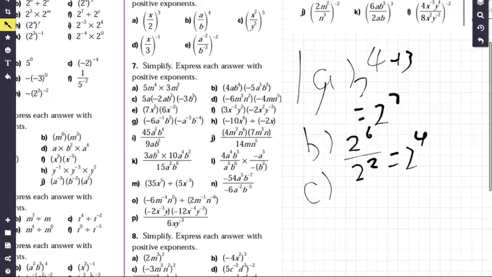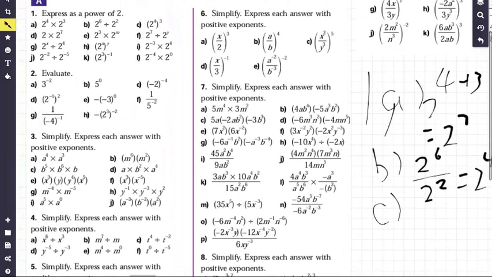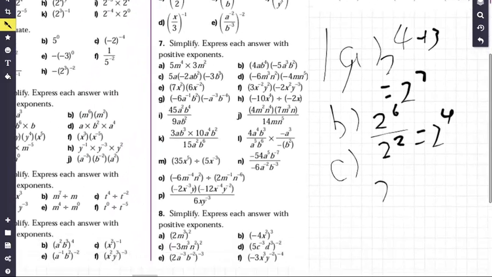Now, remember that when your denominator is 1 in this case, you're actually not dividing by anything. Anything divided by 1 is itself. And then C was 2 to the 4 times 3, which will give you 2 to the power of 12.